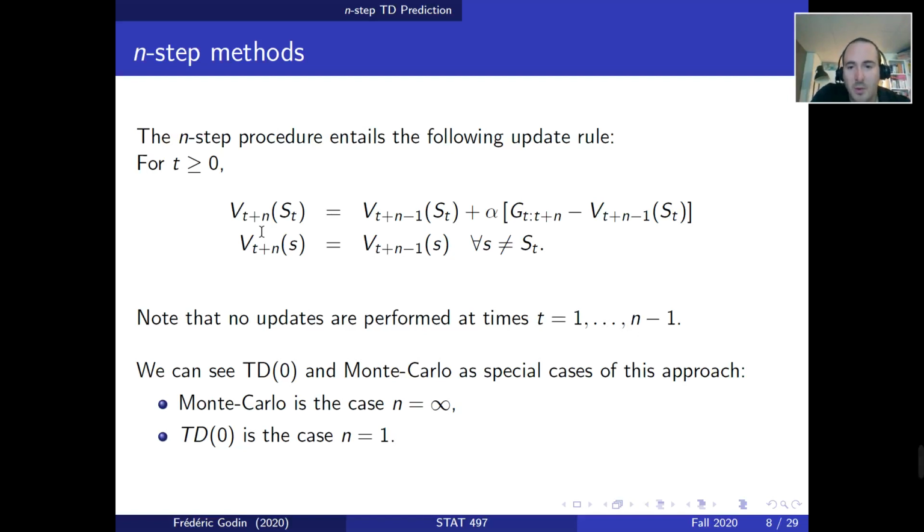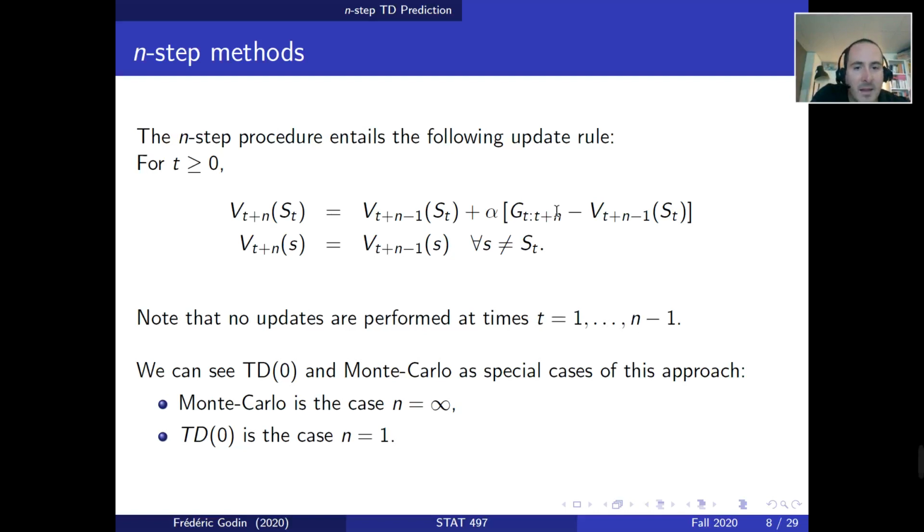Okay, one quick note here. So this is maybe a bit contradictory because I should have written here t greater or equal to n, because for times 1, 2, 3 until n minus 1, typically the target is not observed yet. So for the first n minus 1 steps, because no target is observed, there's no update performed in practice. Okay, so updates are only performed once targets are observed. So for the first n minus 1 time steps, there's no update.